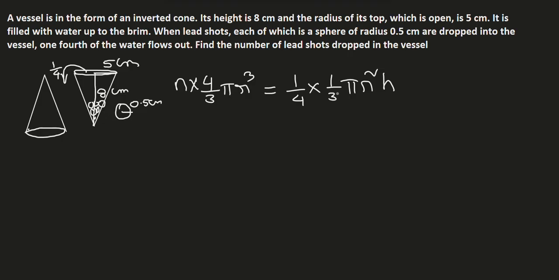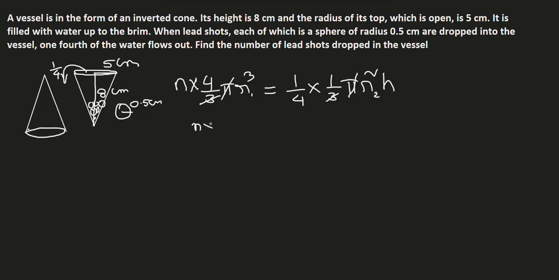We should not cancel r cube and r square, because this radius is different from this. The radius of this one is 5, the radius of this one is 0.5 centimeters. Therefore, consider these as r1 and r2. The cone has a height, but there is no height for this. Therefore, in this formula, no height. Now, 3 divided by 3 becomes 1. Therefore, 3 gets cancelled. Pi divided by pi, therefore pi gets cancelled.